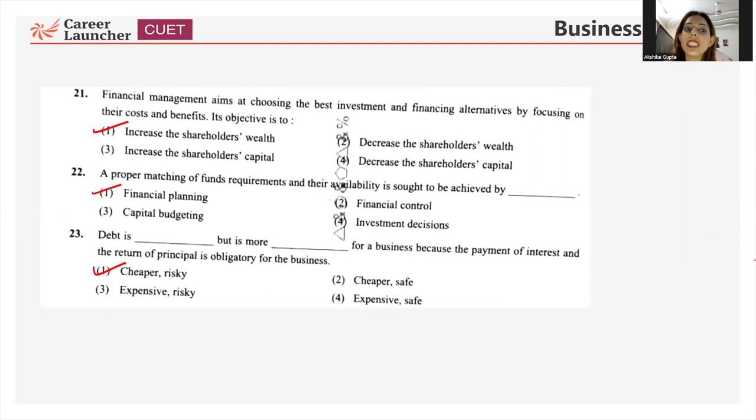And financial management aims at choosing the best investment and financing alternatives by focusing on their cost and benefits. So we have discussed the basic objective of financial management, which is to increase the shareholders' wealth. Then a proper matching of funds requirements and their availability is thought to be achieved by what? Financial planning. And what is financial planning? That is the blueprint of the organization, how the funds will be managed with the organization's operation. So what are the two objectives of financial planning?